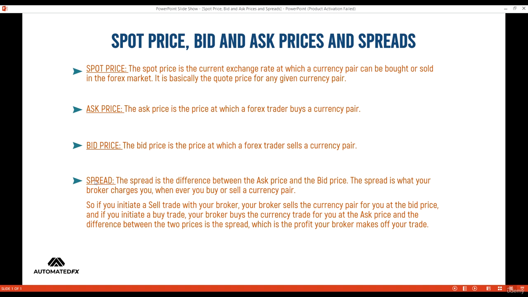And then there's what we call the spread, and the spread is the difference between the ask price and the bid price.